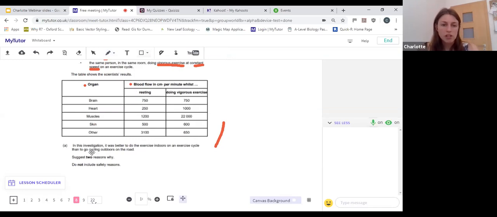Okay, so in this investigation, it was better to do the exercise indoors on an exercise cycle than to go cycling outdoors on the road. Suggest 2 reasons why. Do not include safety reasons. By all means, answer these in the chat if you want to. I'll give you a few seconds and then we will reveal the answer.